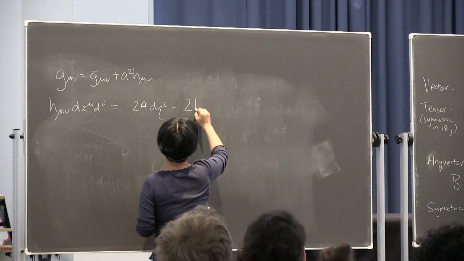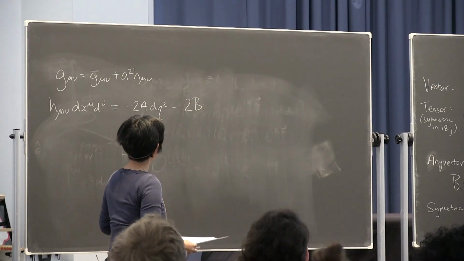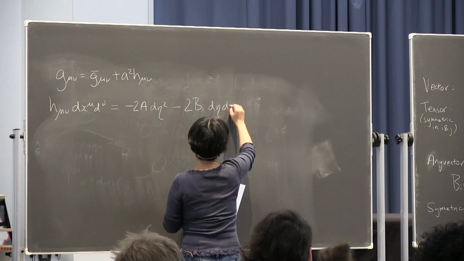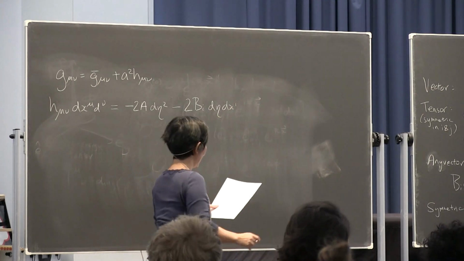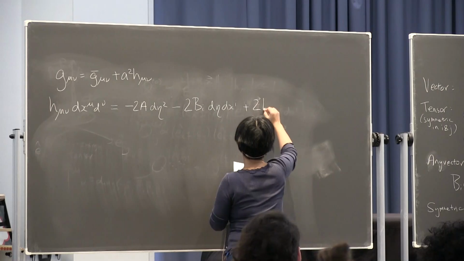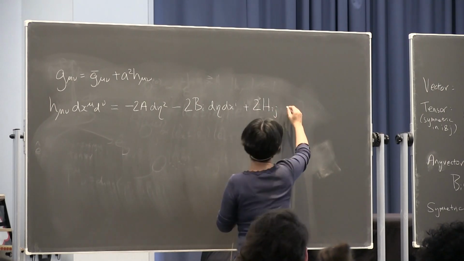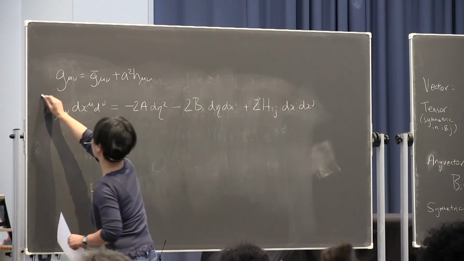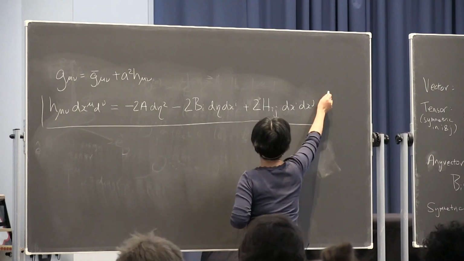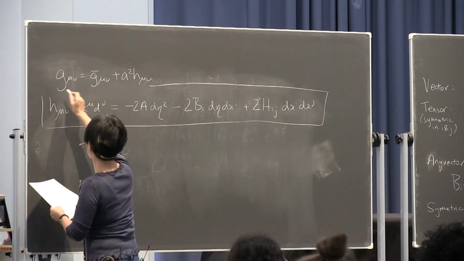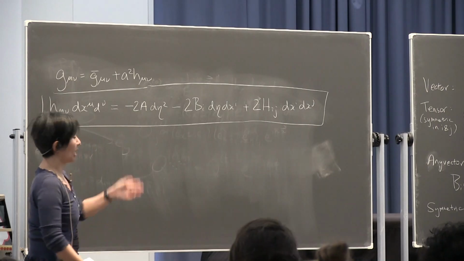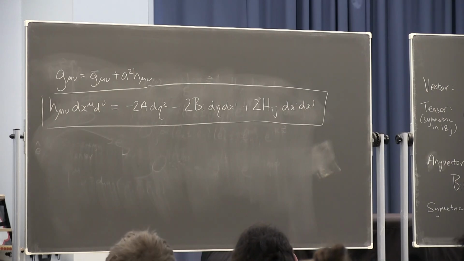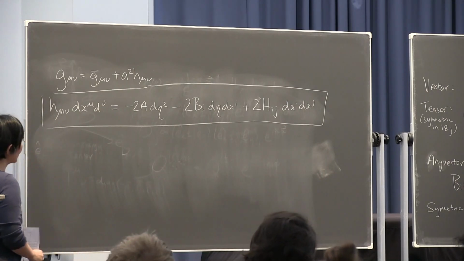And for the time-space part, I can write this as 2B_i, and then d eta dx^i. And I will have 2h_ij dx^i dx^j in the space-space part. Okay, this is usually how it's parameterized in a lot of cosmological perturbation theory work.